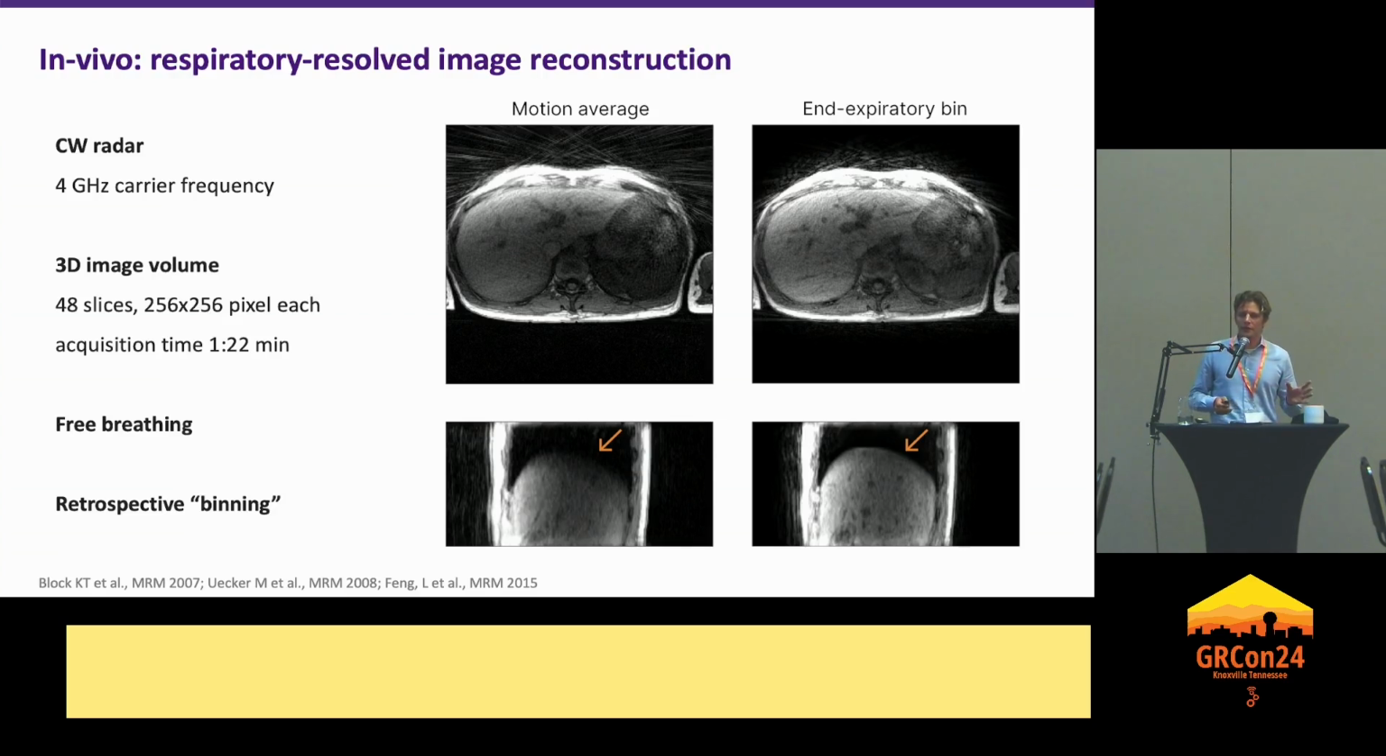On the left side is a reconstruction that doesn't use the motion information. On the right side is a motion resolved reconstruction. And if you look at the small vessels in the liver, or if you look at the diaphragm, the contour of the diaphragm, the lower panel, you just see a general boost in image sharpness.